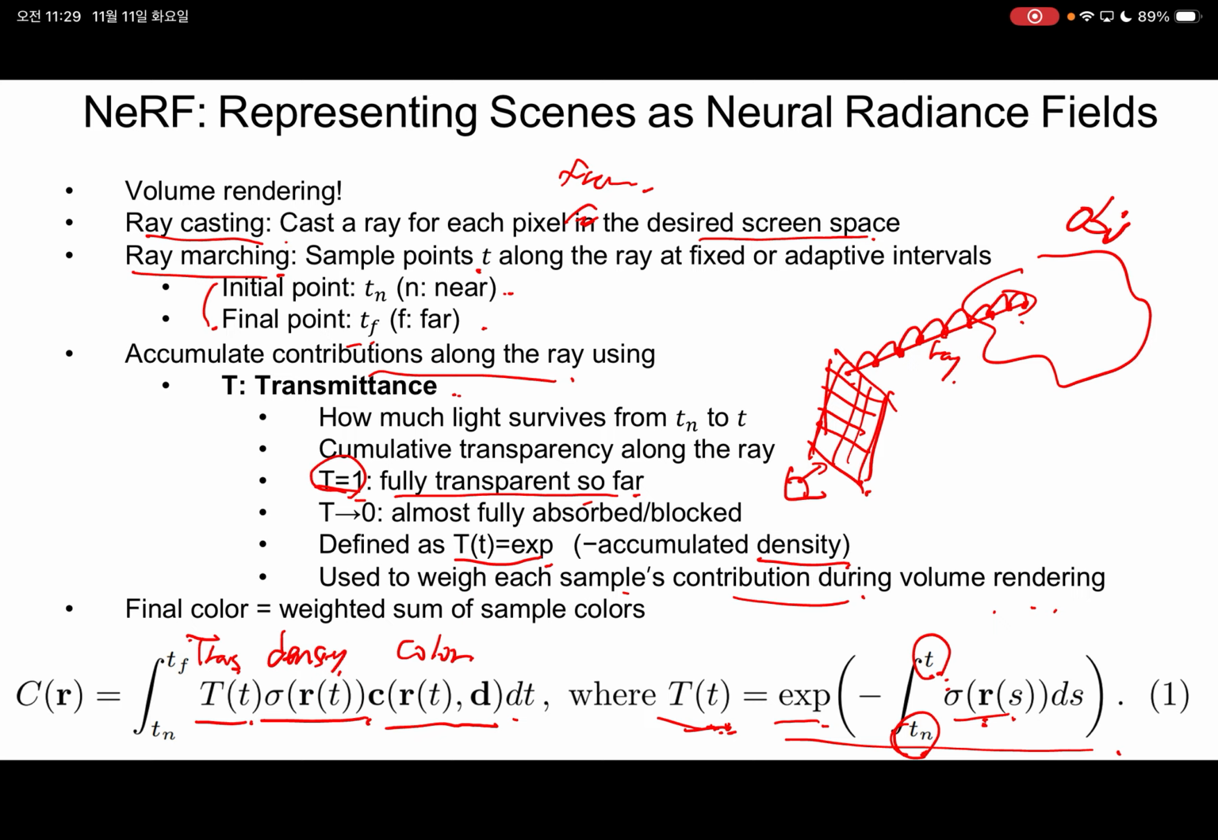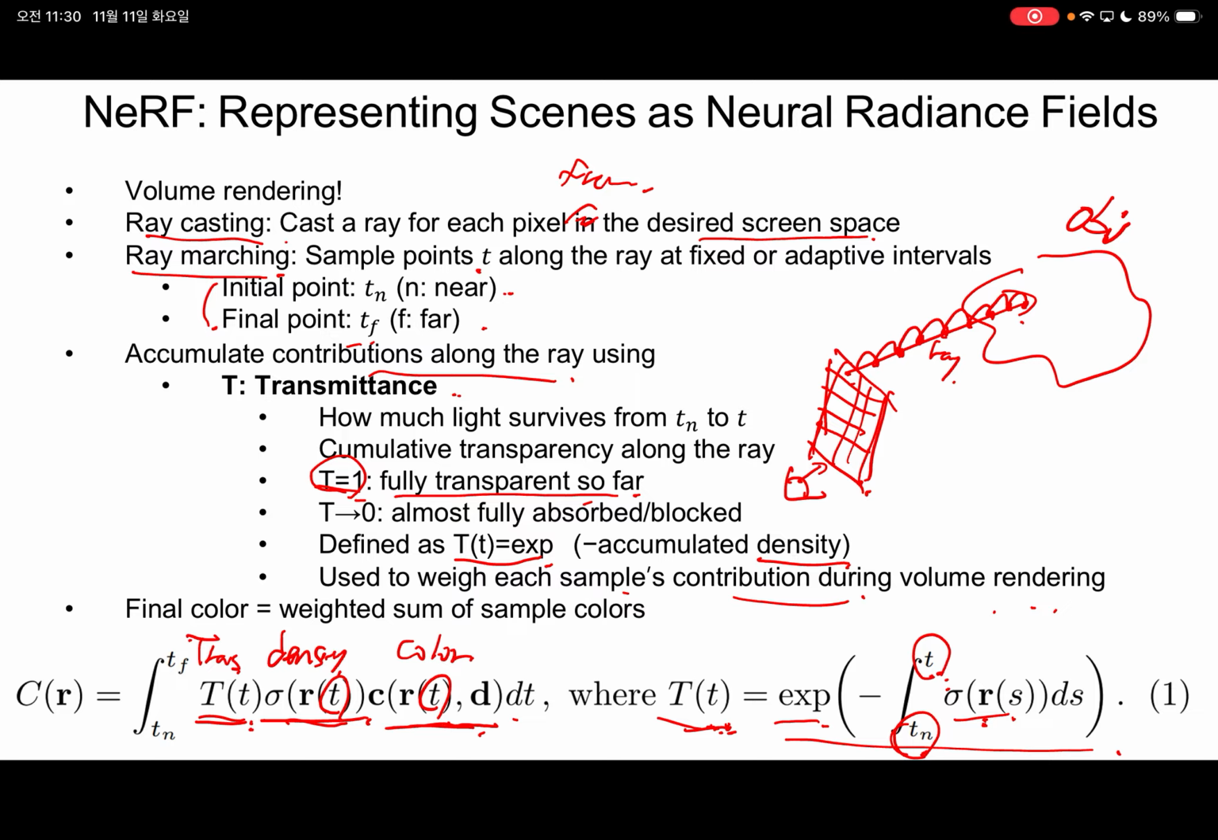So it keeps accumulating the impact of the estimated density from Tn to T. That becomes transmittancy. And then density and color are just the density and color of the current point, not an accumulated value. That's the density and color. You can see there's only T. There's no accumulation, just the density of point T, color of point T, right? But transmittancy is the accumulated one from Tn to T.